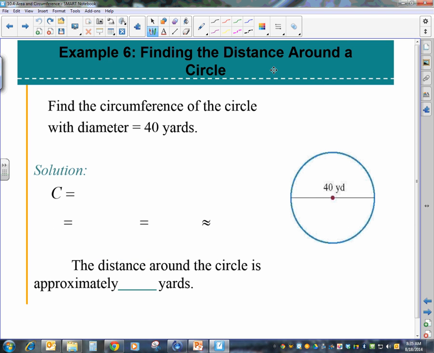Okay, so an example of finding the distance around a circle. Okay, keep in mind around is our perimeter, but we refer to it as circumference. And you have, in this case, they chose pi d because they gave us the diameter. So that's going to be pi times 40 yards, which is 40 pi yards. And if you put that in your calculator, you will get 125.7. So the distance around the circle is approximately 125.7 yards.